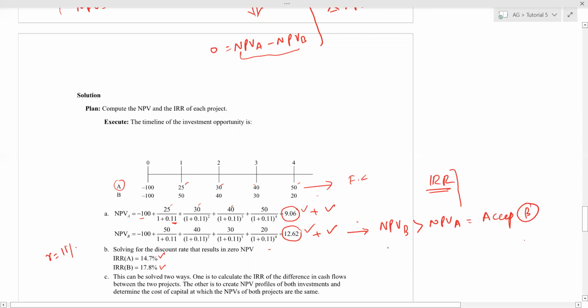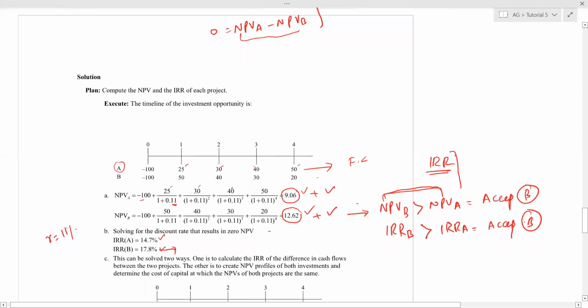So let's see. IRR of B, is that greater than A? Yes, it is greater than IRR of A. So again, we are going to accept project B. So based on both NPV and IRR, we have decided that we are going to accept project B. Next, the question is asking us what is the rate at which the difference between the NPVs is equal to 0. So we need to calculate that rate.